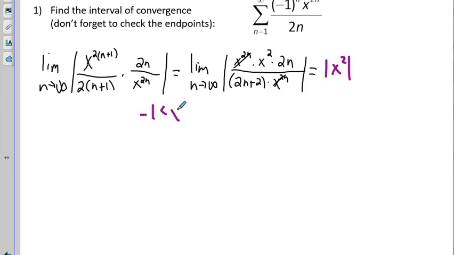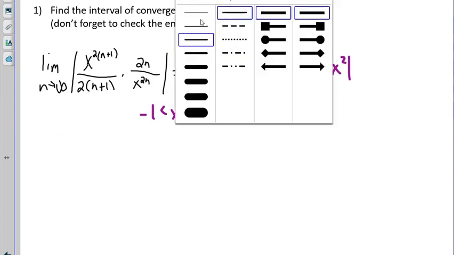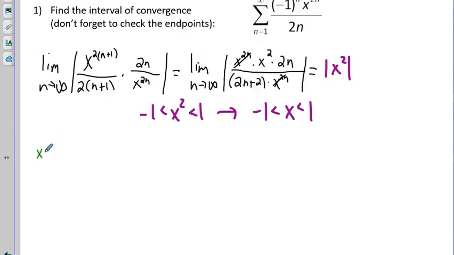So the x squared should fall between -1 and 1. Square root both sides, and the square root of 1 is 1 and -1, so I still get this as my initial interval. And then I have to check the endpoints. I check the endpoints by substituting -1, because that's my left end, and then +1 in again. So I'm going to substitute -1 into the original problem.